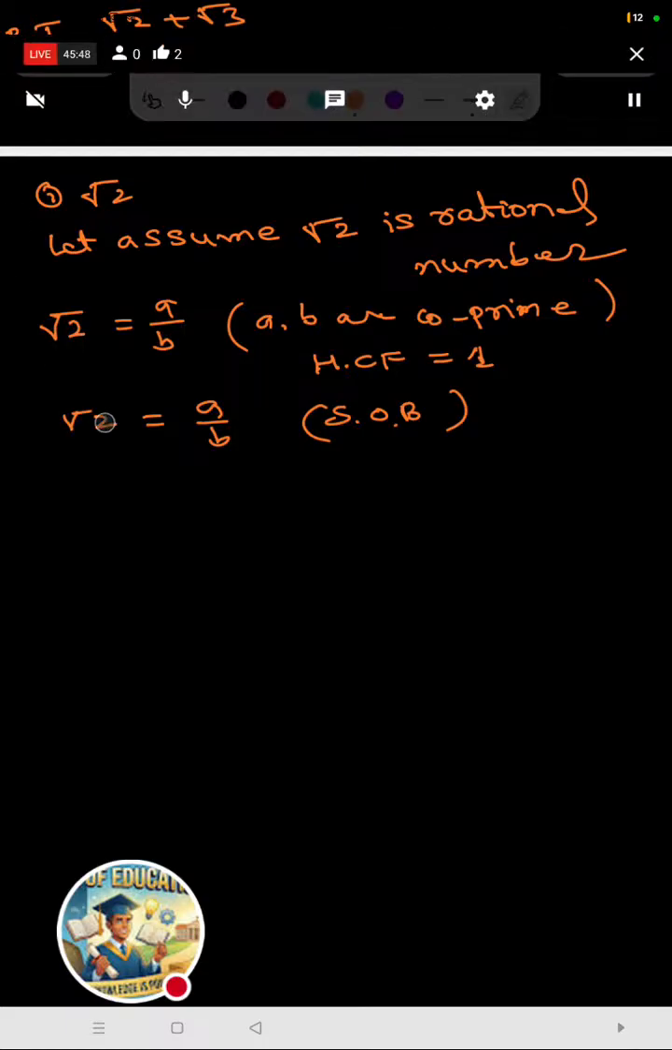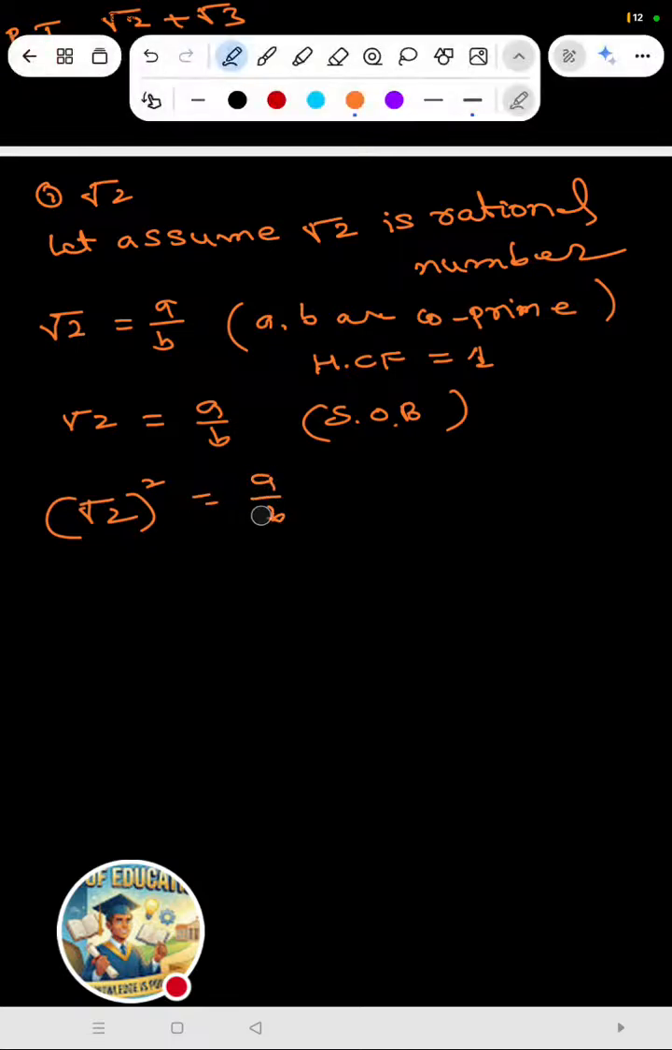Next we have to do square on both sides. If we do square on both sides, what are we getting? The square root gets cancelled. So 2 is equal to a square by b square. Next we can write this as 2b square is equal to a square.